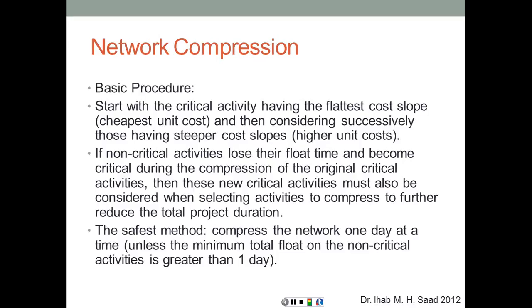If non-critical activities lose their float time and become critical during the compression of the original critical activities, then these new critical activities must also be considered when selecting activities to compress to further reduce the total project duration. Question now here is, I started with one critical path and several other non-critical paths. While doing my compression, one of the non-critical paths became critical, so now I have 2 critical paths. Which one should I compress to reduce the total duration of the project?